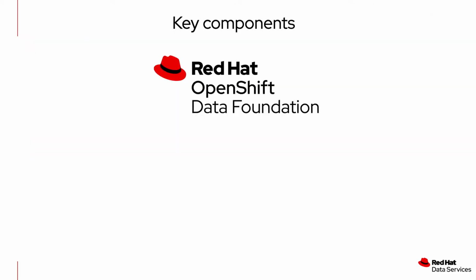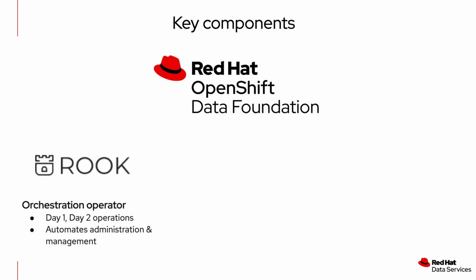OpenShift Data Foundation is made up primarily of three technologies. The first is Rook, which works with Kubernetes to provide the orchestration layer to OpenShift. This is what provides the simplified day 1 and day 2 operations for the platform. It's integrated with the OpenShift console, and it delivers automated administration and management.